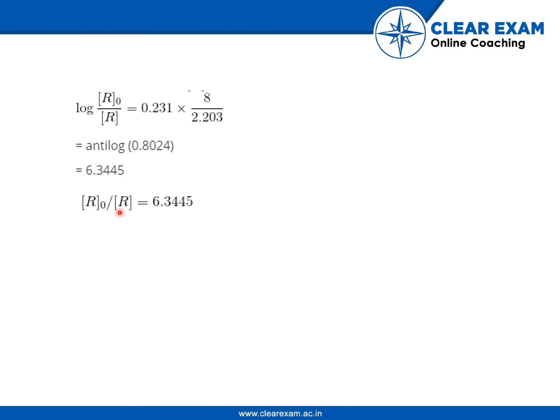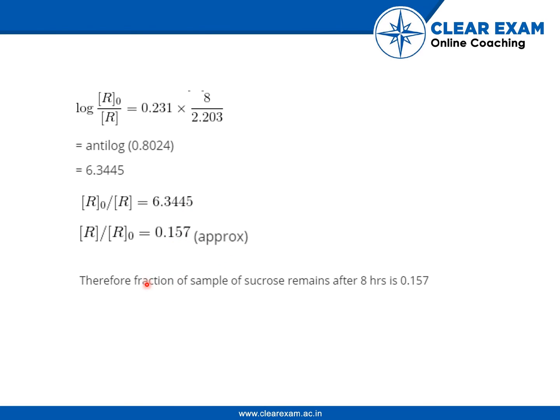So R naught by R is equal to 6.3445, but we have to find the fraction remaining, so it will be the inverse of this. So we will get 0.157, this is the approximate value. Therefore, the fraction of the sample of sucrose that remains after 8 hours is 0.157.